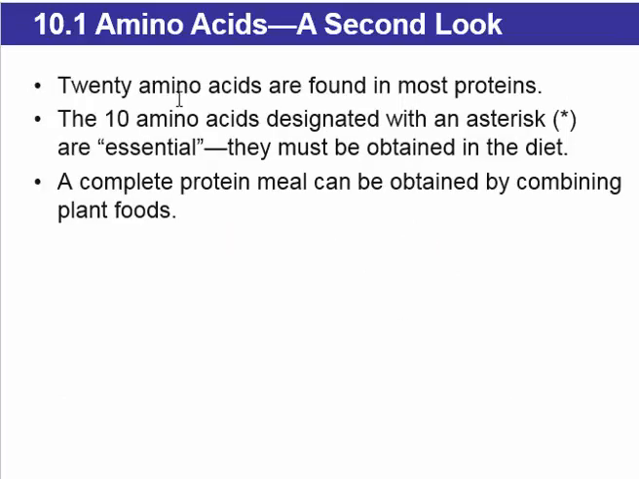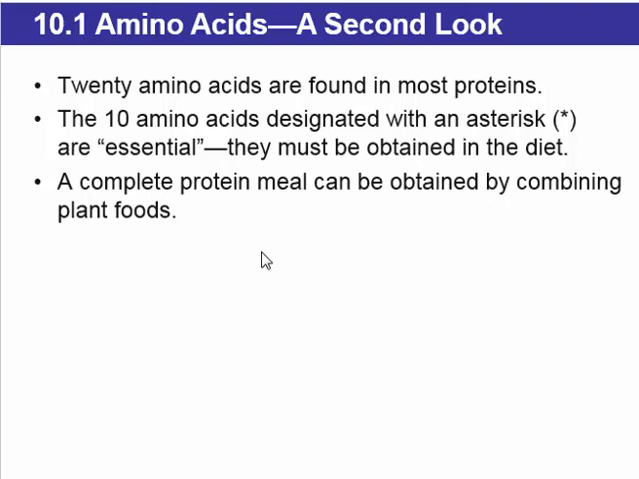20 amino acids are found in most proteins, and your textbook lists their name as well as their structure, and it also designates 10 of those amino acids with asterisks. Those 10 amino acids are known as essential, meaning that humans must obtain these amino acids through their diet.